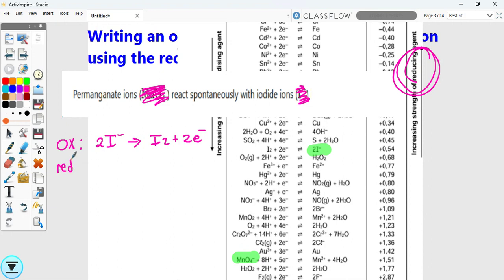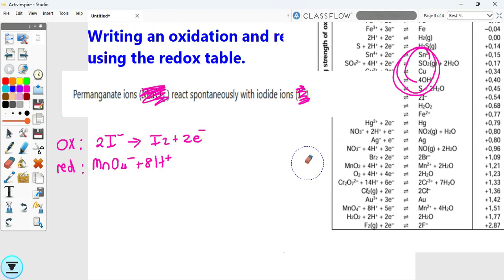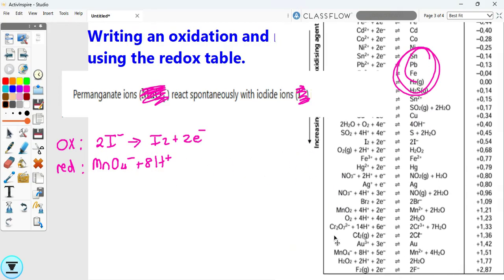And then you can write your reduction half reaction. Once you've found them on the table, you're literally just copying it down. This is going to be MnO4 minus plus 8H pluses. Now I know they didn't give you H pluses, but the question normally will tell you that it's acidified, but you don't always have to worry about it. If they tell you that it does react, then we can assume that those are there, because it did say react spontaneously. Plus 2 electrons gives us H2.